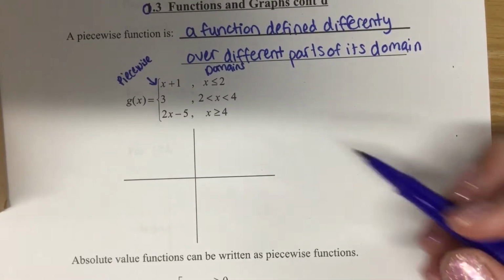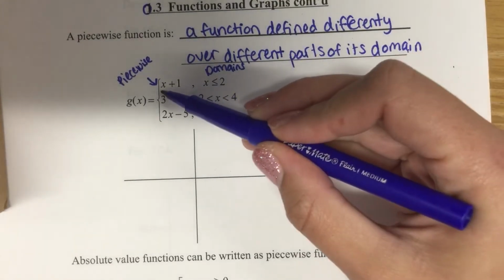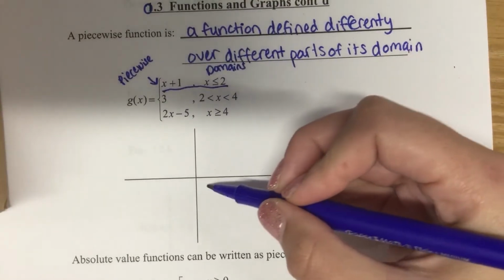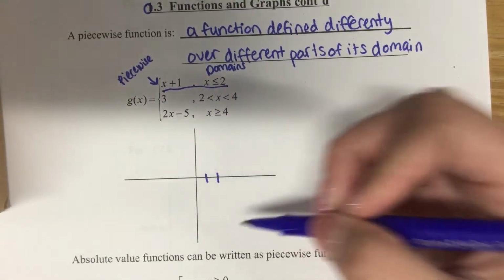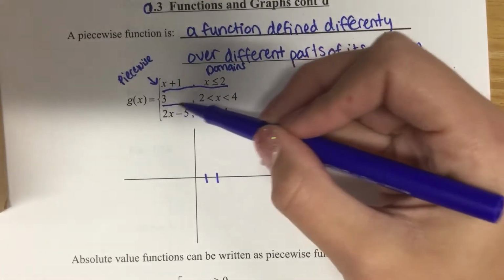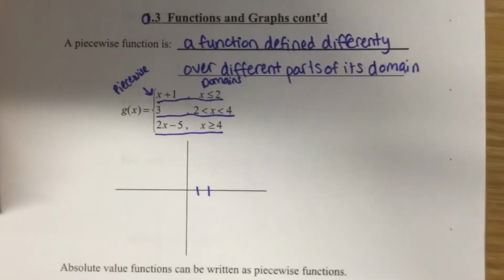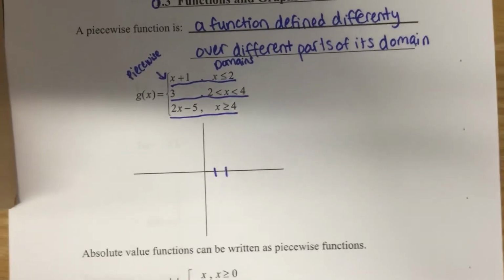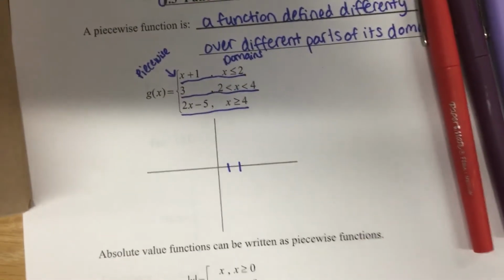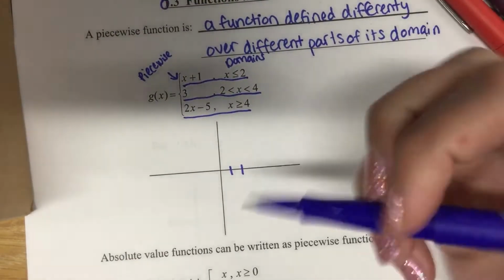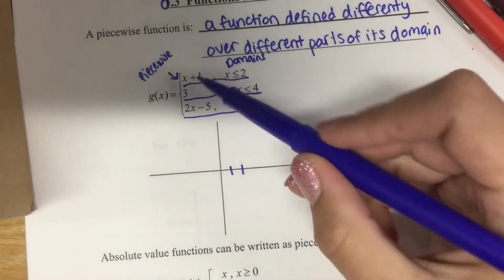And so really what we're doing is we see that we have one piece of our function for everything less than or equal to x is 2. Then we have a different piece of our function between 2 and 4, and a different piece that is greater than or equal to 4. I'm going to get some different colors out so that we can see each piece in its entirety. So we're going to go ahead and start here.